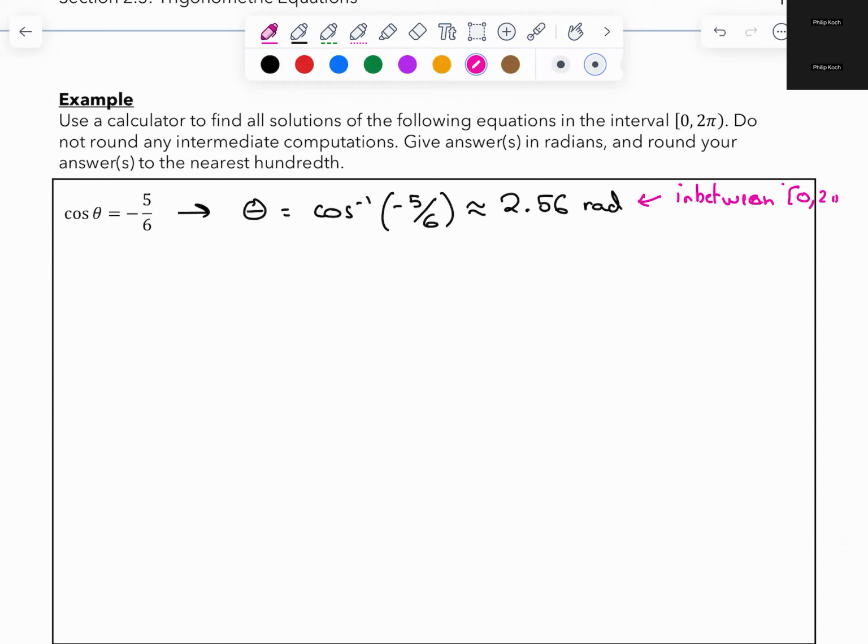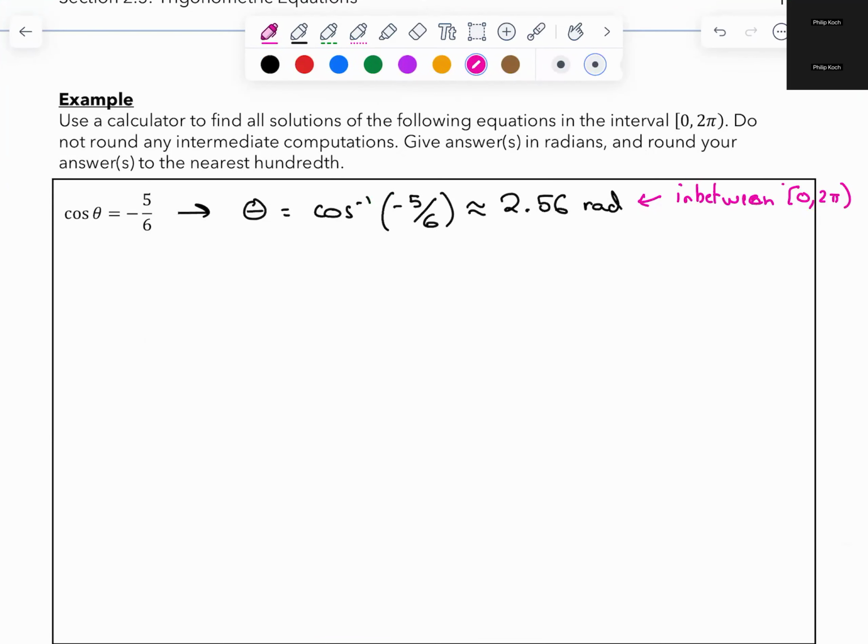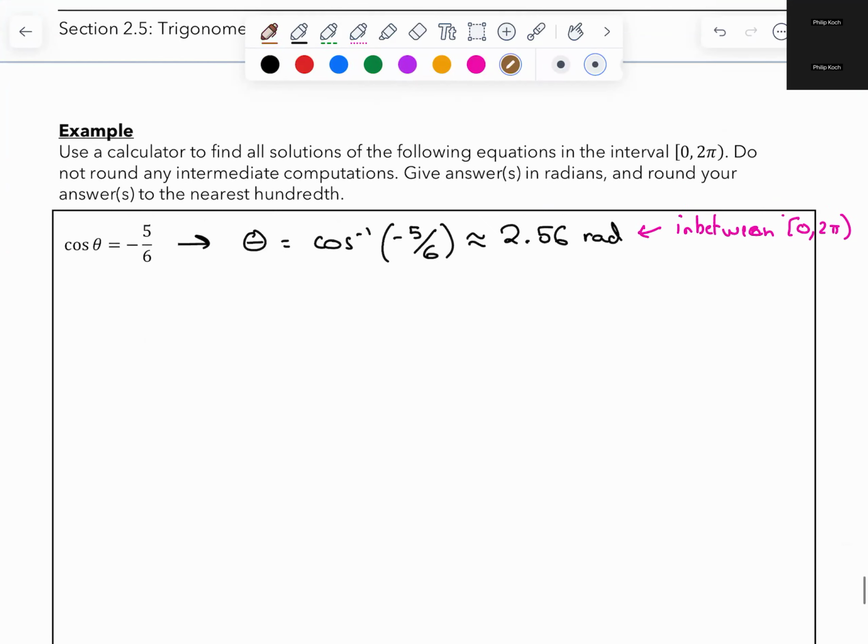Zero and 2 pi. Oh, whoa, sorry. And the reason why I know that is 2 pi is roughly, I'm going to put this up here as a comment, 6.28. Approximately 6.28. So as long as I'm less than 6.28, I've got a radian that's in the measurement that we need.